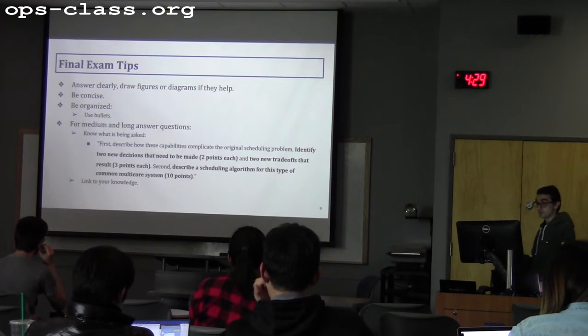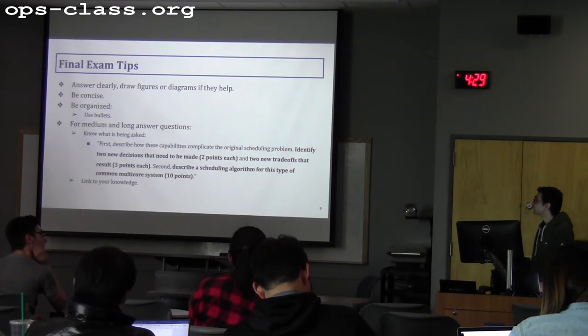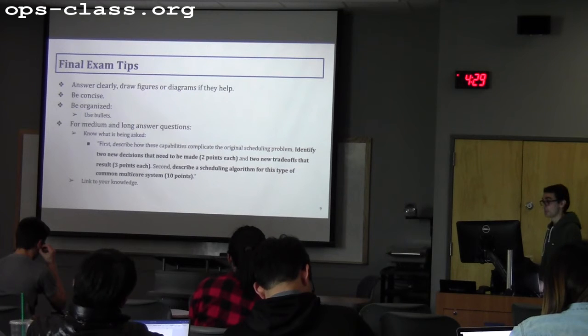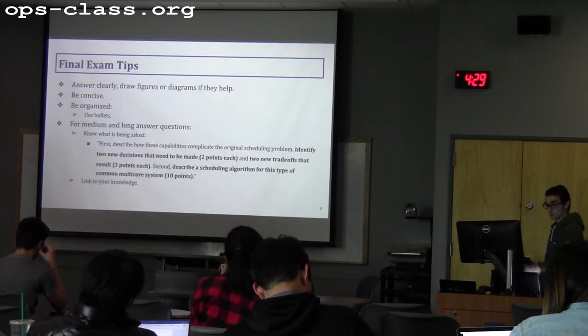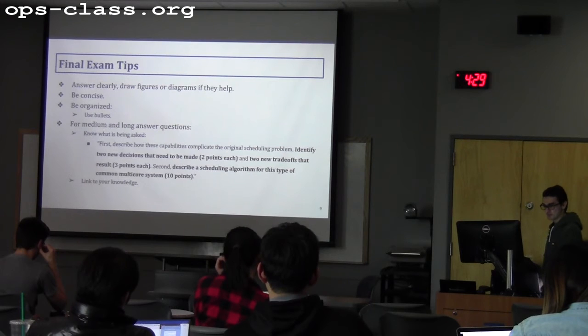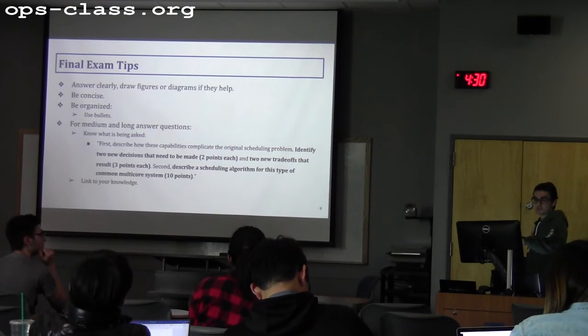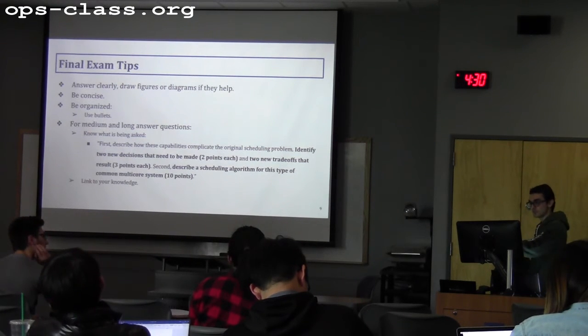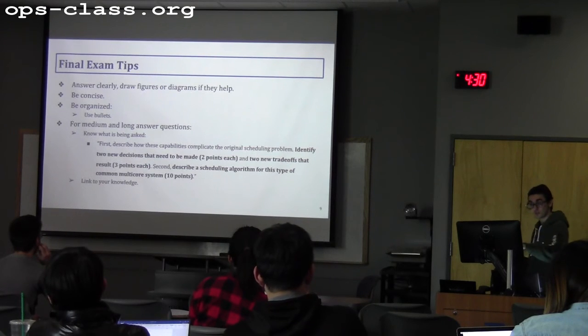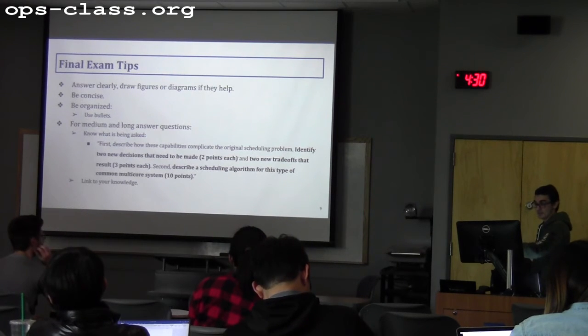So for medium and long answer questions, I'm providing here an example from the midterm and some of the common mistakes that the students made. For example, in the second long answer question, which asks you to provide new decisions for a scheduling algorithm, it tells you to first describe how these capabilities complicate the original scheduling problem, and identify two new decisions that need to be made.